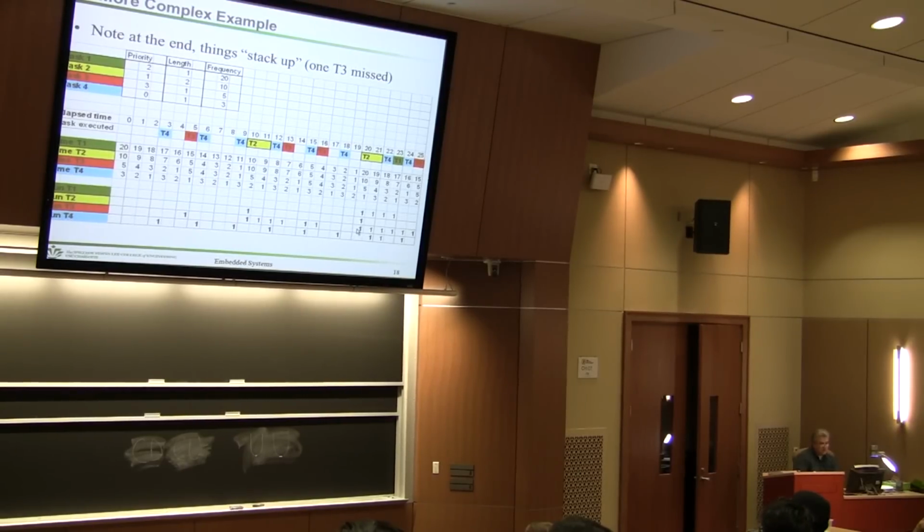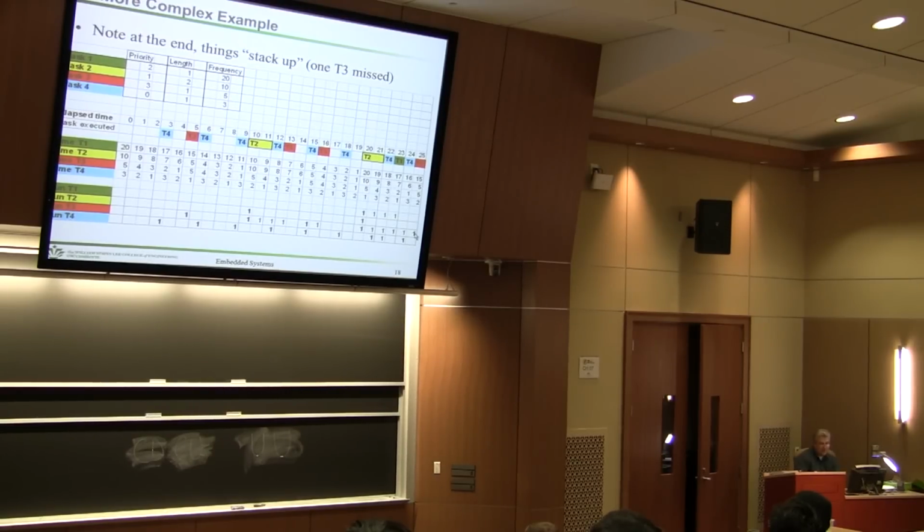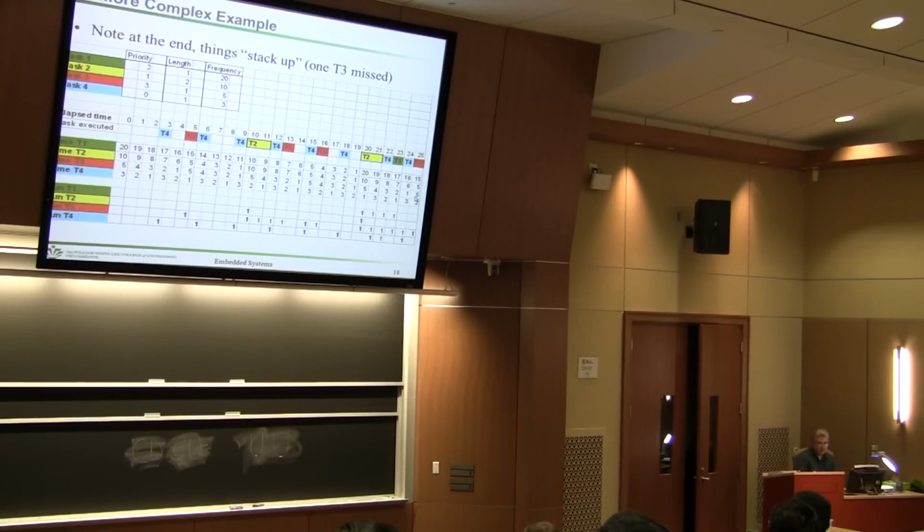But here is the worst case. It's supposed to do it every 5. 1, 2, 3, 4, 5. So here it finally gets to run, but at this time, notice that right here, it already counted down to 0 already. So it missed 1 execution of task T3.